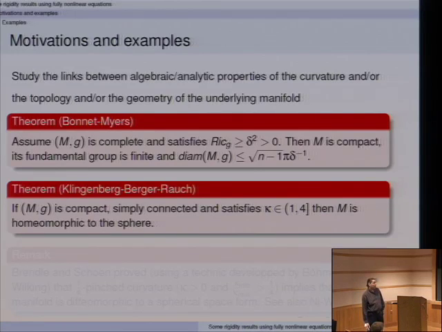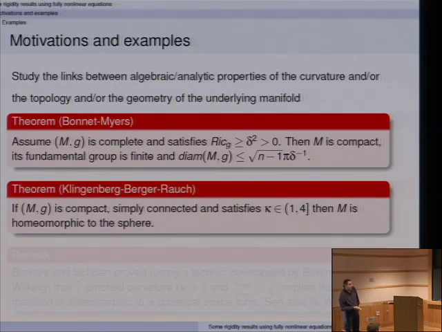Another classical example is the Klingenberg, Berger, and Rauch theorem. So you take a compact manifold which is simply connected, and you know the range of the sectional curvature, where kappa is the sectional curvature, and you assume that it's between 1 and 4. Then in this case, your manifold is homeomorphic to the sphere.